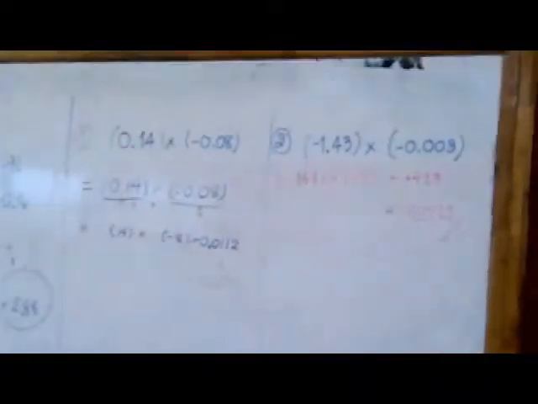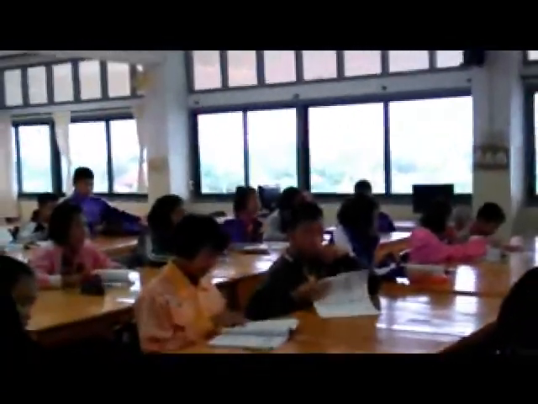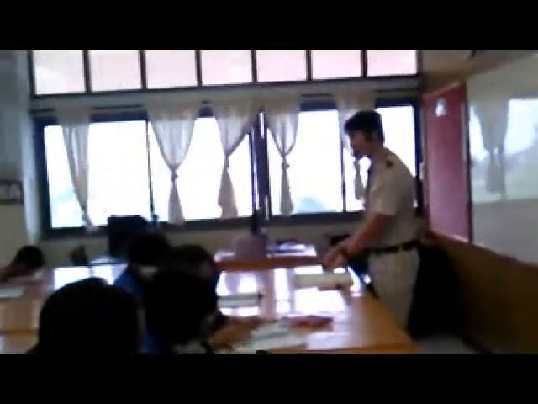Today, I want everybody to see your book. Get the book on the table. First, what is the page number? It's 75. Open page 75. It's exercise 2.5. You see?